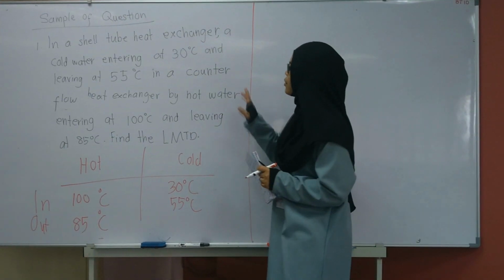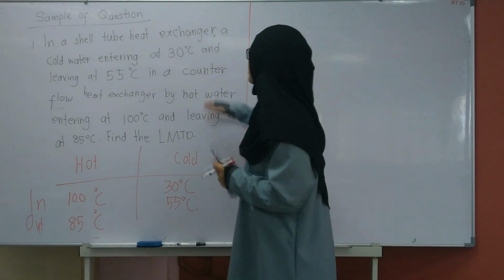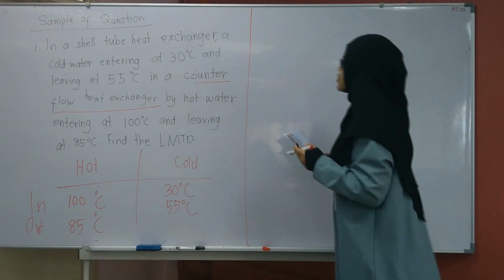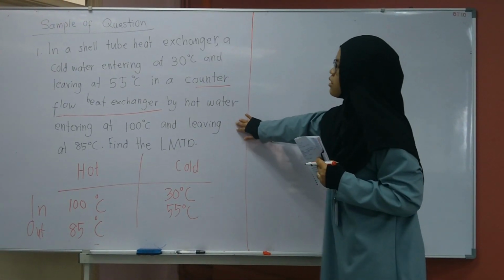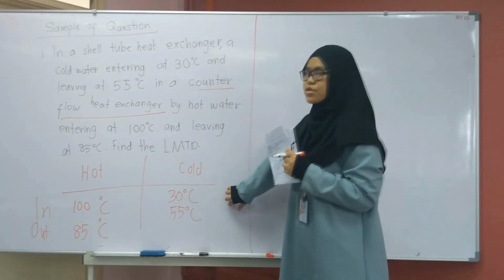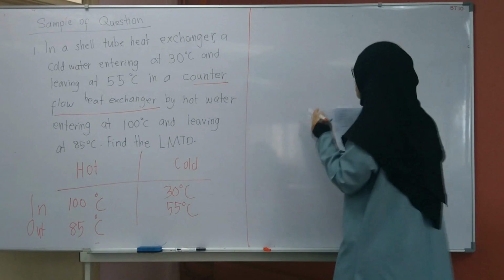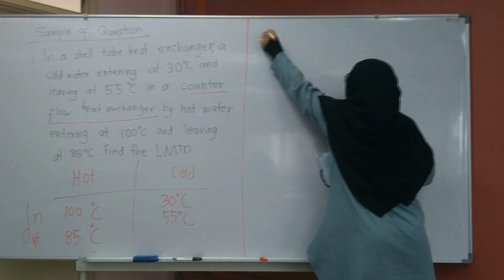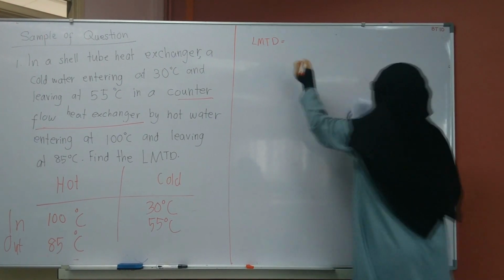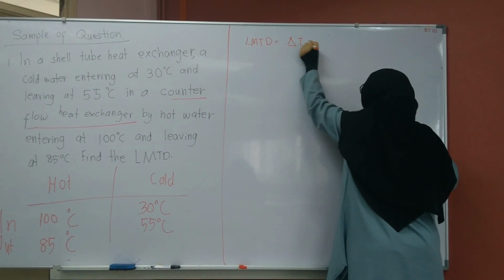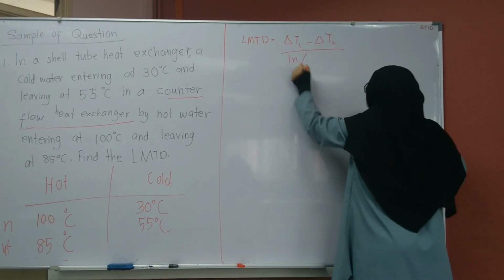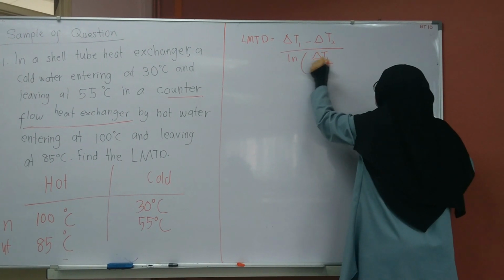For part 2, we will calculate for the counter flow heat exchanger. We are going to use the same equations as before, and I didn't change anything. So we just use the information from before. Okay, so first we need to write the equation. We use the same as before. Delta T1 minus delta T2 over ln of delta T1 over delta T2.